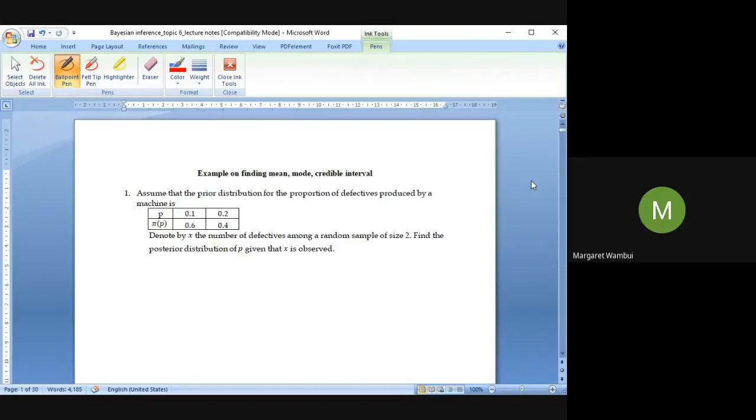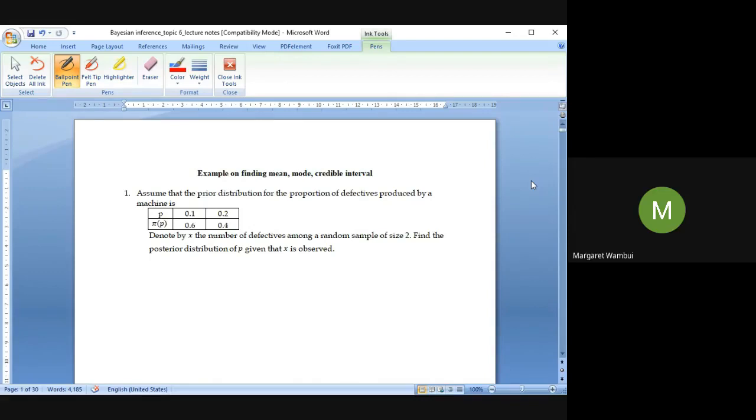Today we are going to look at Bayesian decision theory. But before then, I want to do a bit of recap on what we covered, or some of the concepts that we have covered. And this will help us to be ready to do our CAT.